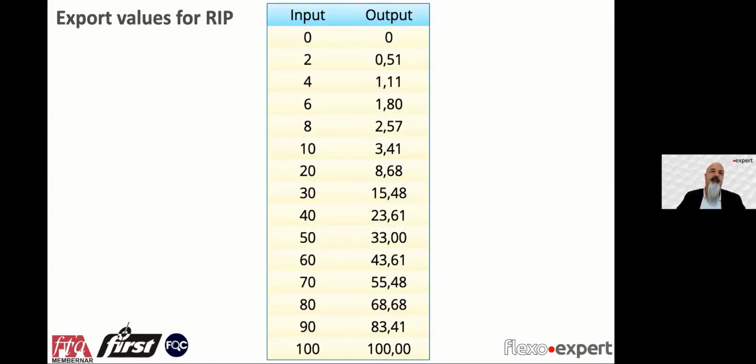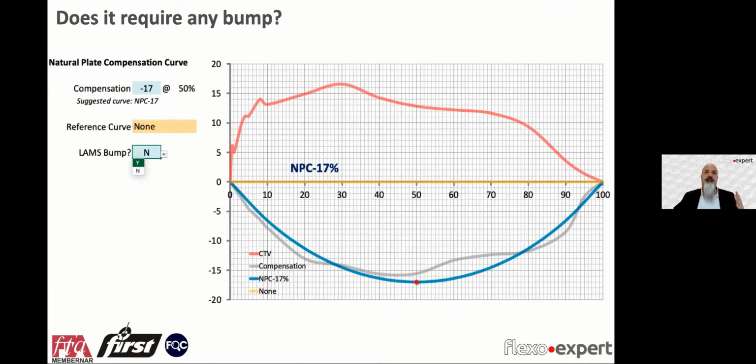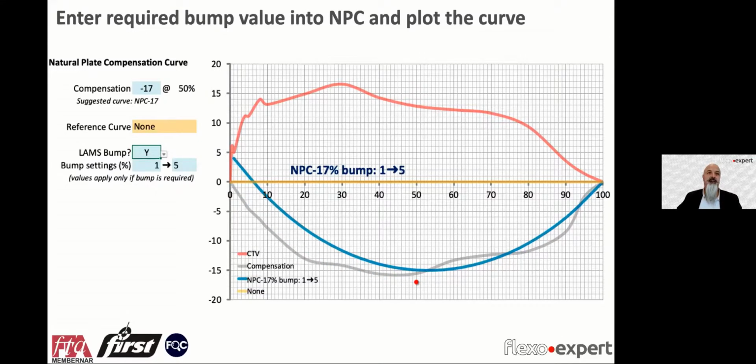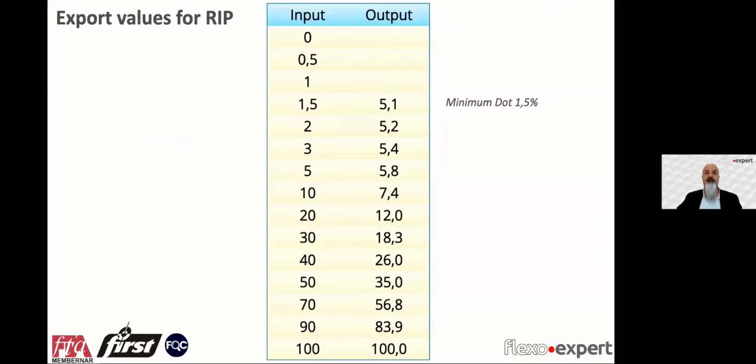So when I get my values, I can export the values for my imaging RIP, and I can load them into my curves. So how about using a plate system, like a lamp system, that requires a bump? Of course, the bump was applied when producing the plate that we use to print our optimization test. So first we define the necessary NPC curve, and then we say there is a bump, and we enter the bump value. Here it is 1 to 5. And the complete NPC will rotate to incorporate the bump value, and I will obtain the values I need for compensation. And then I can export the compensated values, including the bump.